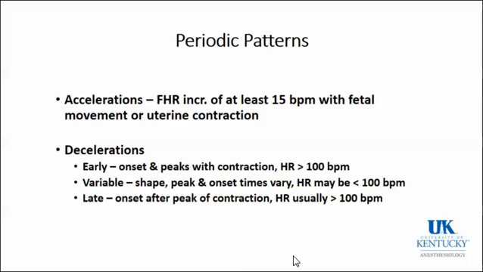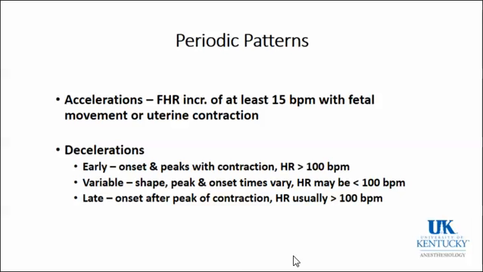Then you want to look at your periodic patterns. So accelerations essentially are an increase in fetal heart rate of at least 15 beats per minute that occurs either with the fetus moving or when there's a uterine contraction. And then what we're most concerned about, though, are the decelerations. Early decelerations are defined by an onset and a peak of the deceleration that occurs during the contraction. Essentially, the decel mirrors the contraction, and you do not have a deep drop. You don't see heart rate dropping lower than about 100 beats per minute.